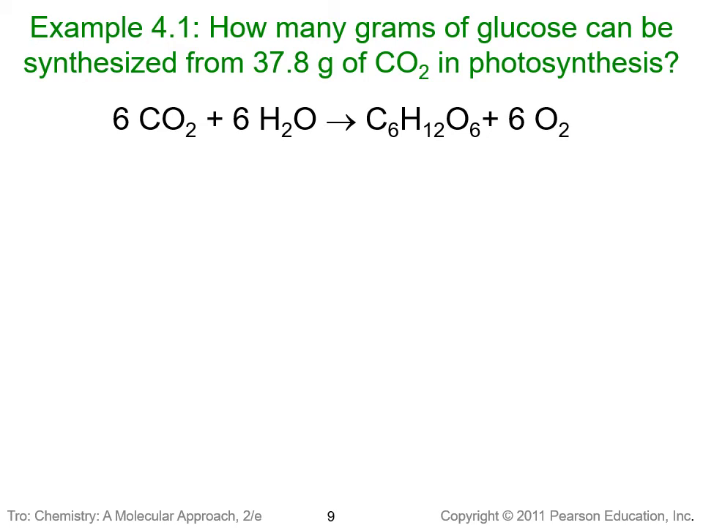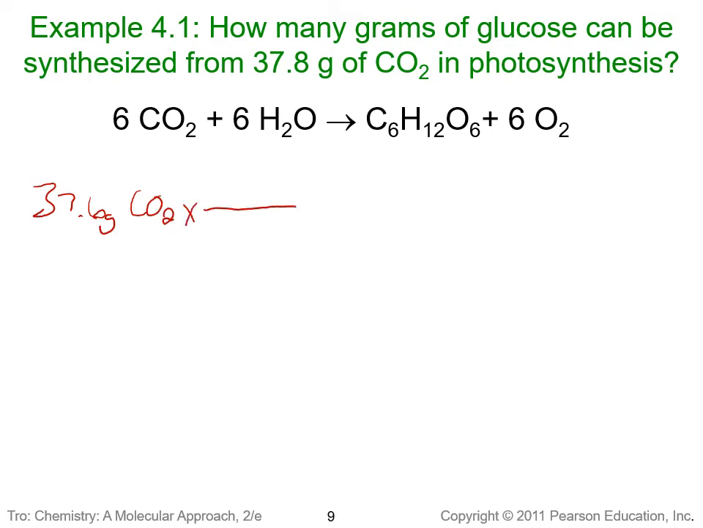Let's take it one step further. Now we want to find the grams of glucose that can be formed from 37.8 grams of carbon dioxide in photosynthesis. You might notice that photosynthesis is the reverse reaction of combustion. We have just flipped the reactants for the products. So let's start with our 37.6 grams of CO2.